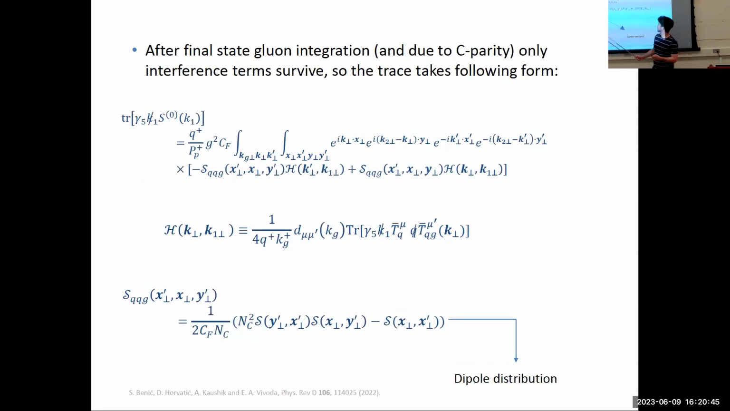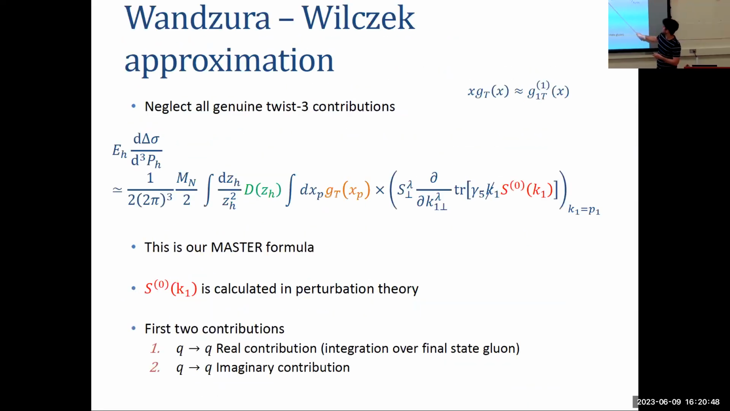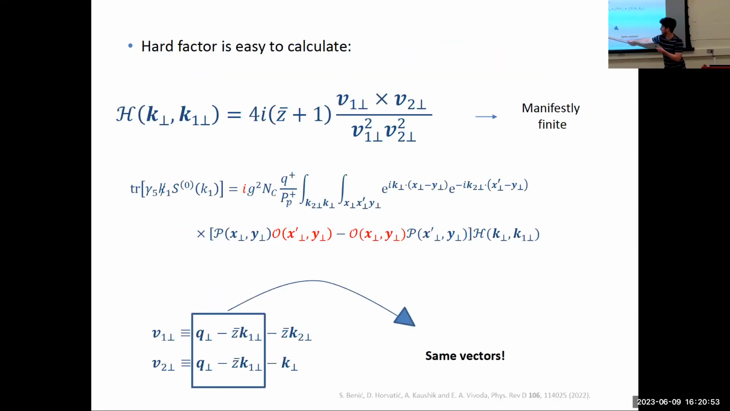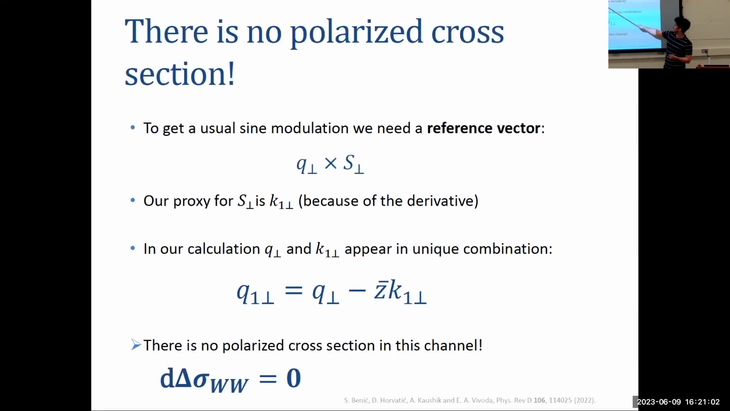But now, if you remember from here, we have a derivative over k1 times S. So we will have only one vector, q minus z k1. See, this is the same vector in the pair in this combination. This means that we cannot form a cross product. This is much better written in our paper, but this is just intuition. You can't have a cross product between the outgoing state and the spin because there are not enough vectors in this. So basically what this means is that there is no polarized cross section in this approximation.